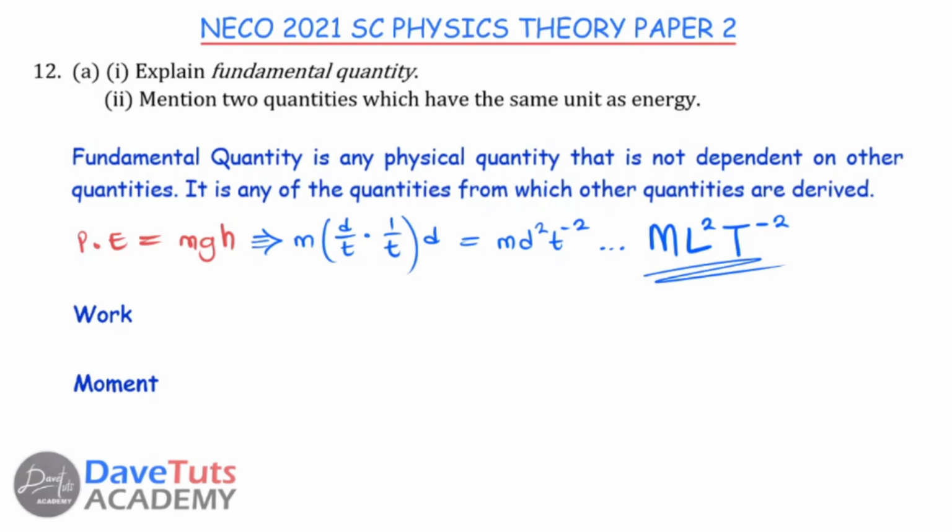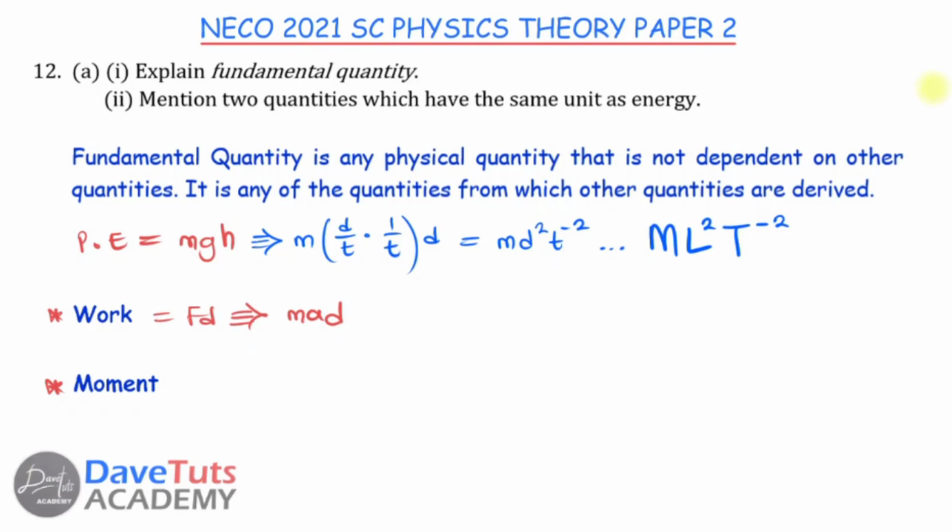minus 2. Okay, so if you want to look at that, I know that work and moment are going to give us that exact dimensions. And what is work? Work is actually force times distance. Okay, force itself is mass times acceleration. Okay, then we still have distance there.